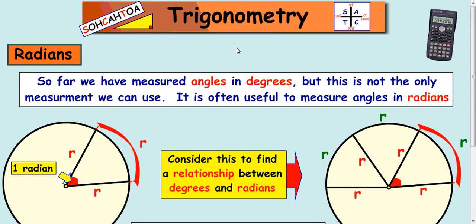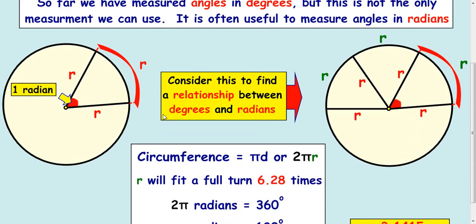In this lesson we're going to look at what a radian is. So far in mathematics you've measured angles in degrees, but it's not the only measurement, as we can see here. It's often useful to measure angle in radians, and that's especially useful later on when you can only do certain things in radians, in differentiation and integration. So what is a radian?